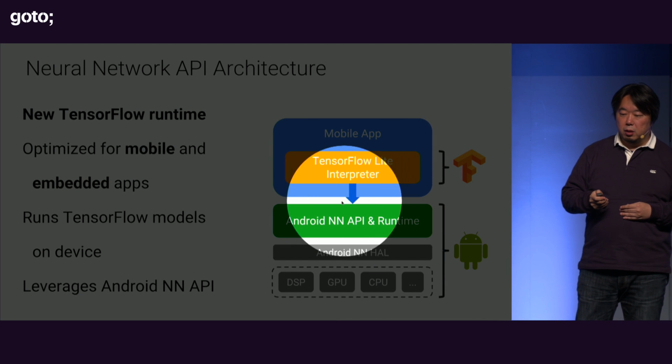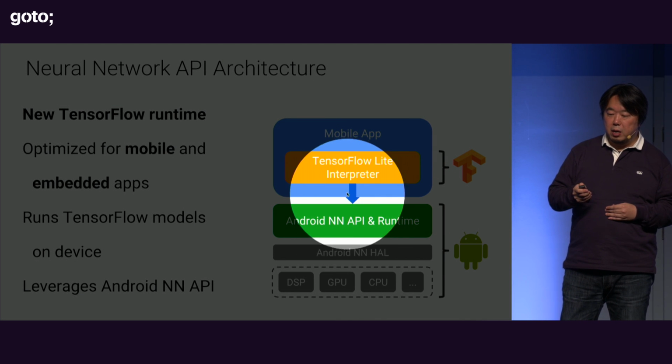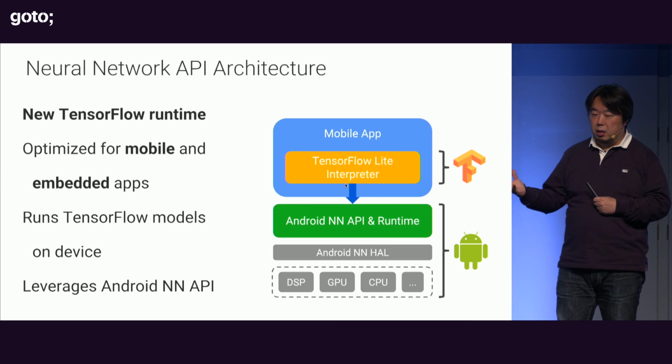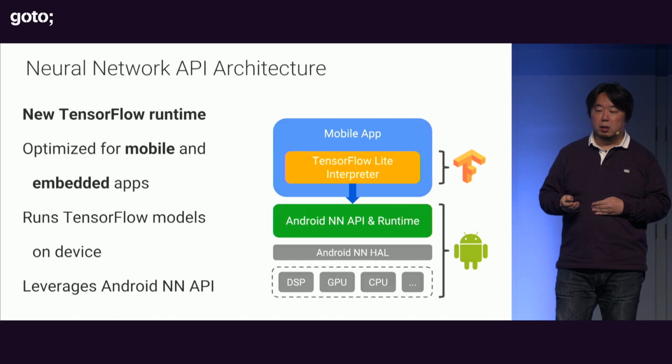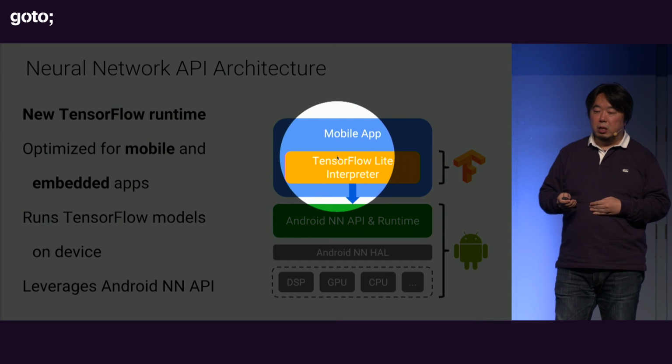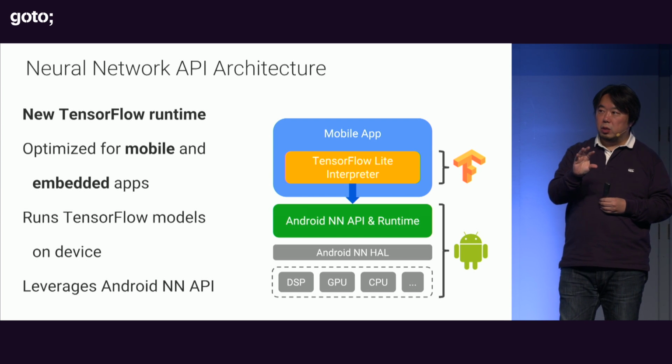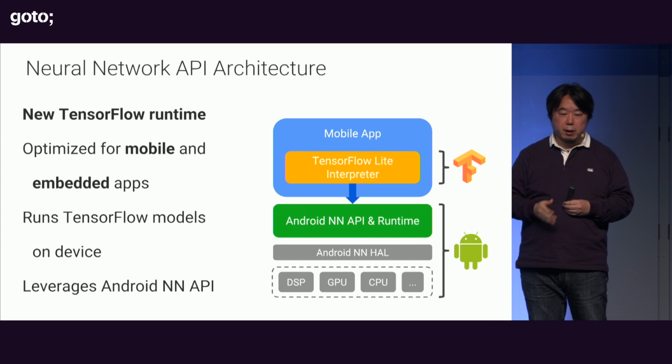And the TensorFlow Lite interpreter will be using the Android NN API. So you don't have to even think about the Android NN API. All you have to do is build a TensorFlow Lite model by using the converter. The interpreter will be converting the models and operations into the NN API.